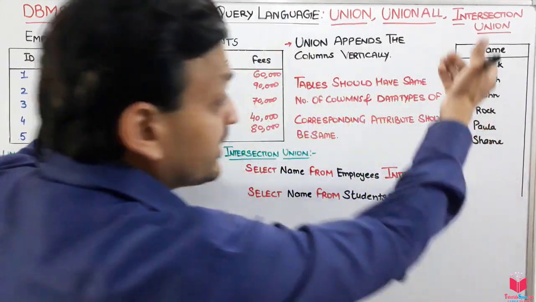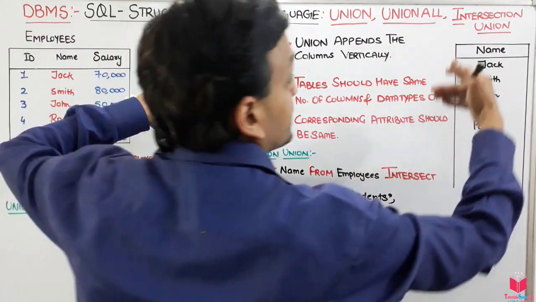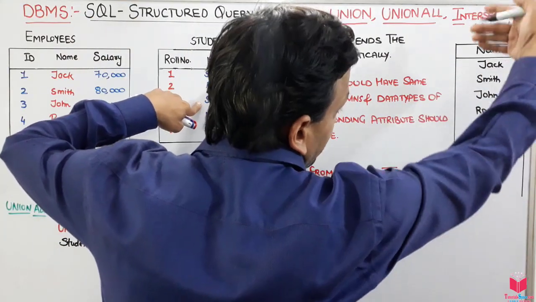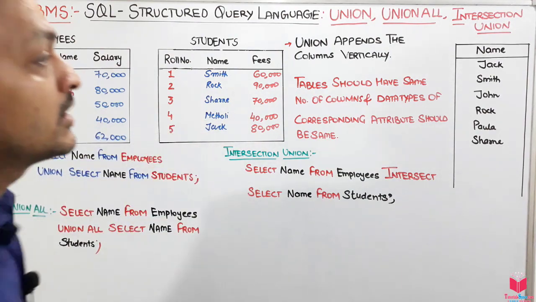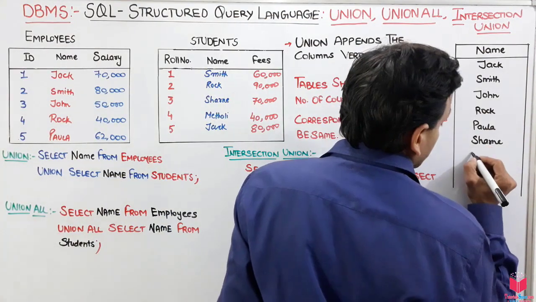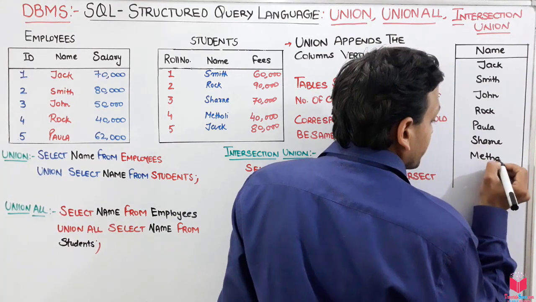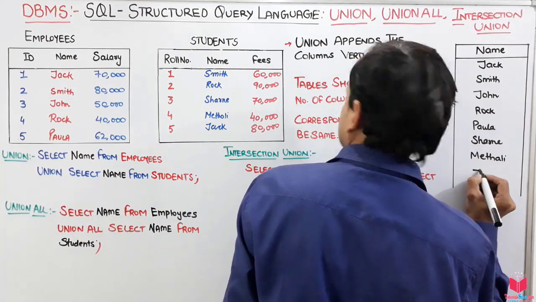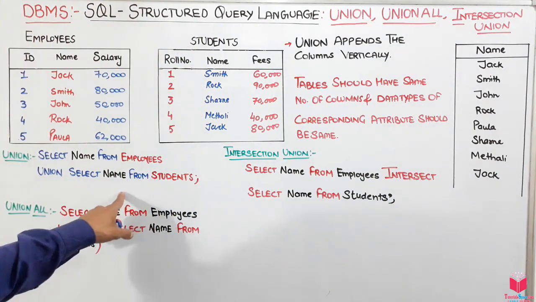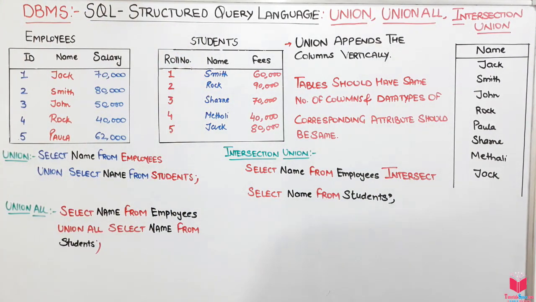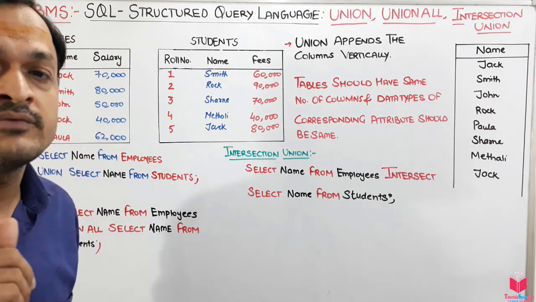So see, we write it vertically. We have not written it in the corresponding horizontal way; we write in a vertical manner. Okay, after that Mathley and Jack, both do not already exist, so we will write Mathley and Jack. Okay guys, this will be the output from the union query. It will consider all the rows, but duplicate values will be skipped.